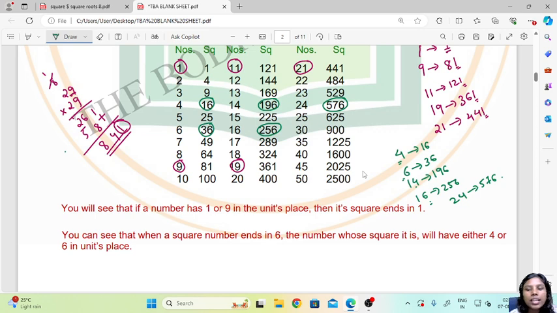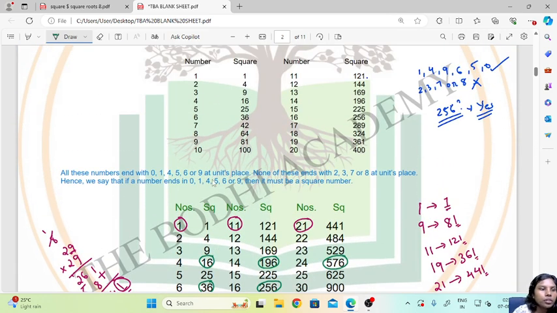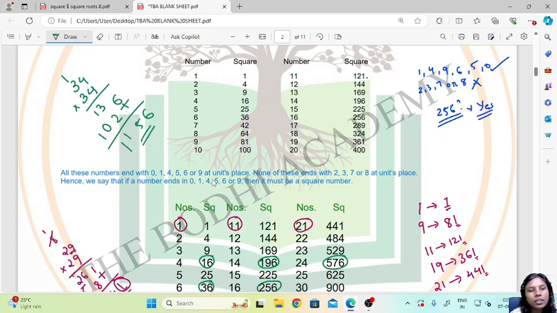Understood? Now say I take another example. We have done till 24, so let's see maybe 34. We will try to do 34 into 34. 4 fours are 16, 4 threes are 12, 13, 3 threes are 9 and 10, and adding up we get 1156. Correct? So again in the units place we are getting the number 6.